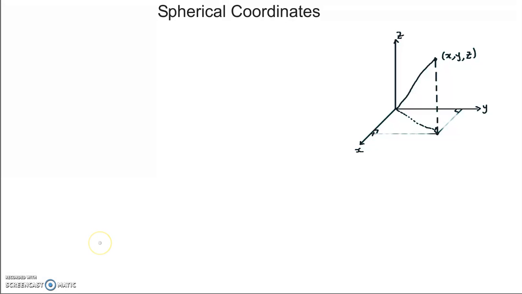In this video, I would like to introduce you to spherical coordinates. So let's quickly review the Cartesian coordinate system. In the Cartesian coordinate system, we have three axes: the x-axis, the y-axis, and the z-axis. And each axis makes a right angle with the other two.